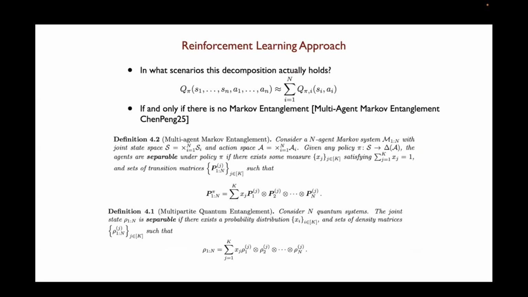Another interesting point is that people don't have a really good understanding of what kind of system you can decompose in this way. Recently, we actually have a new discovery, which is a fundamental understanding of this kind of decomposition, and it also connects to quantum entanglement. What we find is that if the Markovian system is entangled in a way similar to quantum entanglement, then it's hard to decompose. Otherwise, it's easy to decompose. In some sense, there is now a theory to guide you on how to decompose a value function like this.